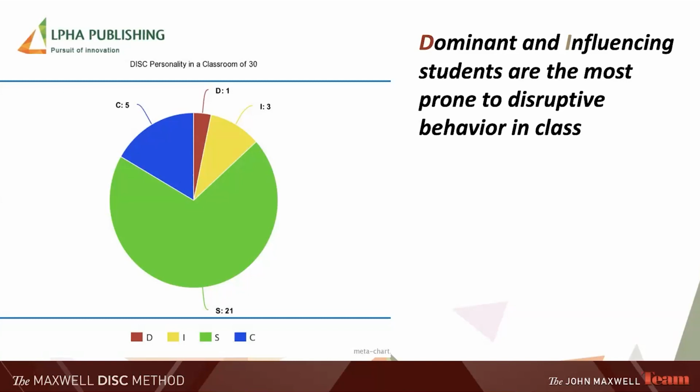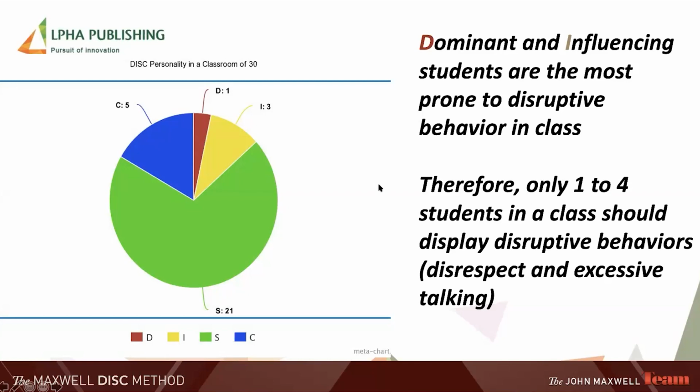And so Melissa said, what if you have 3 or 4 D students in a class of 12 total? Absolutely. So here's what happens. You have these D's and I's, but here's what happens if you don't connect with them. Therefore, only 1 of 4 students should display disruptive behavior in class, like disrespect and excessive talking. That should be the case. Only 1 to 4 students in the class. And you're like, that's not the truth. You're lying to me. I'm in my class, half my class is talking. And here's the reason why.